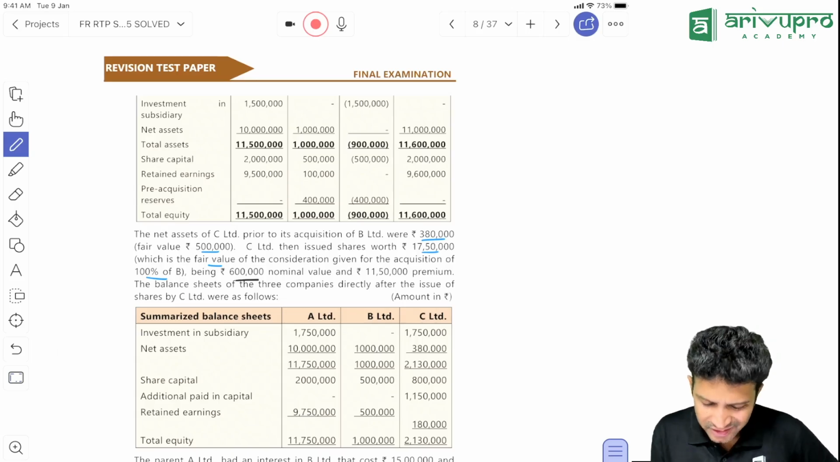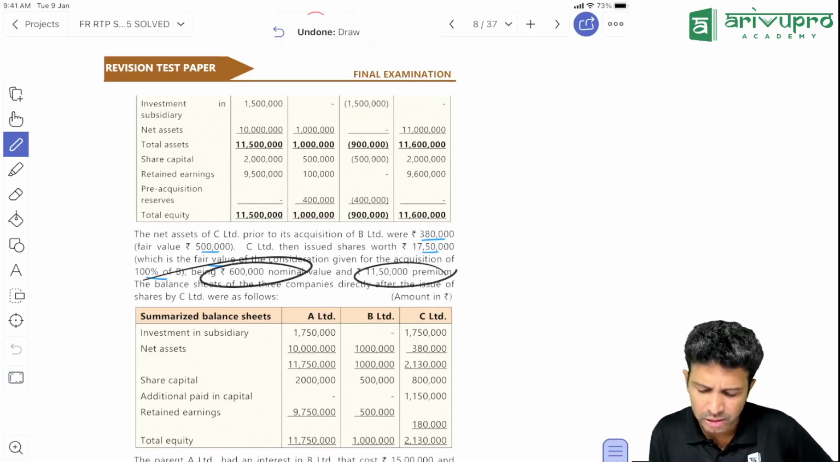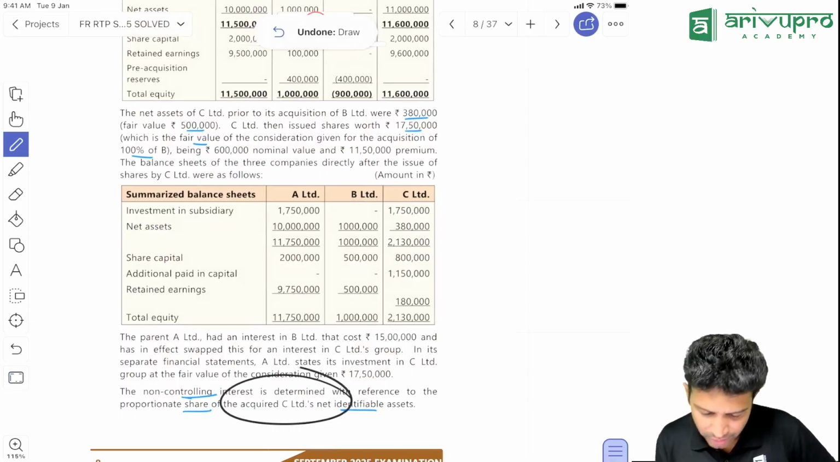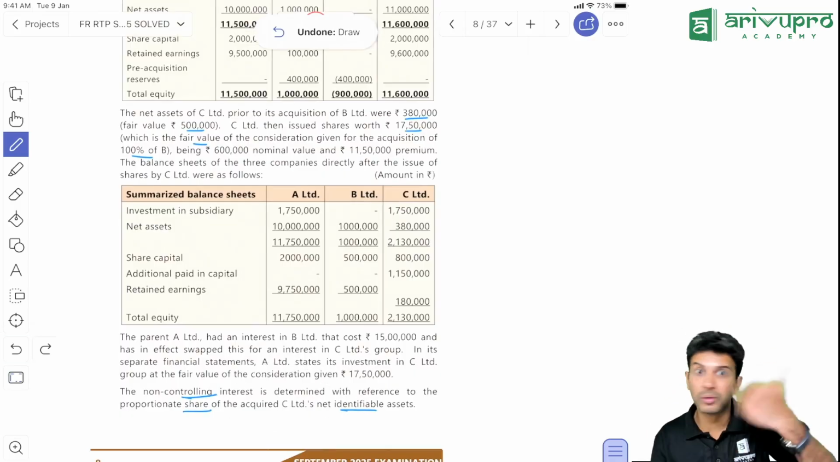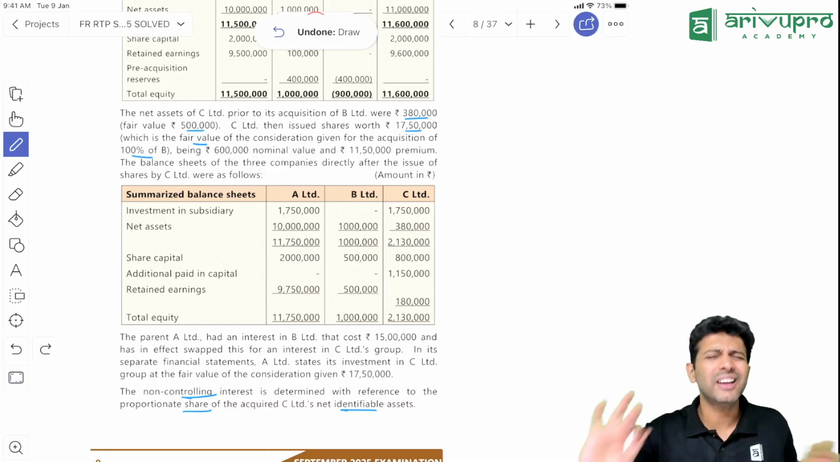All right, they're saying 6 lakh is on this 1750. The shares are issued at premium. 6 lakh is par value, 11.5 is premium. This is not required. They are saying NCA is valued under PSNA basis. To find out goodwill, we need NCA and all, right? So they've given PSNA basis. That's it. Rest every data is irrelevant.